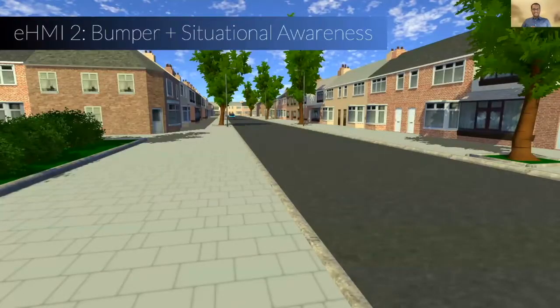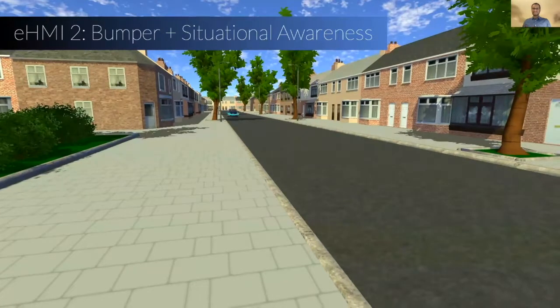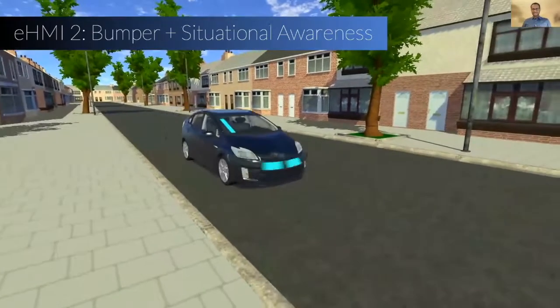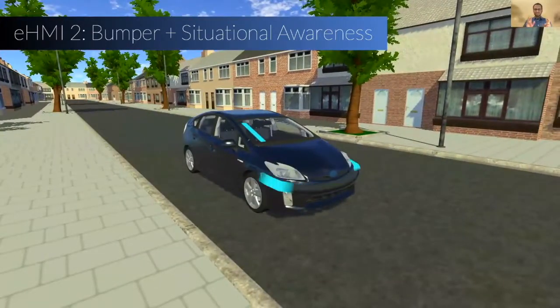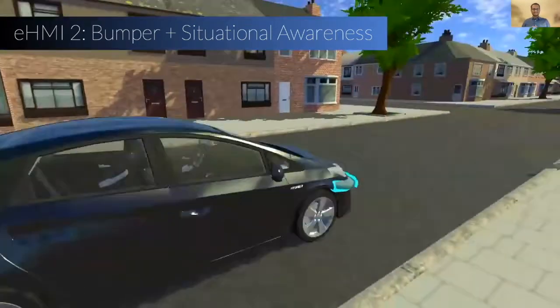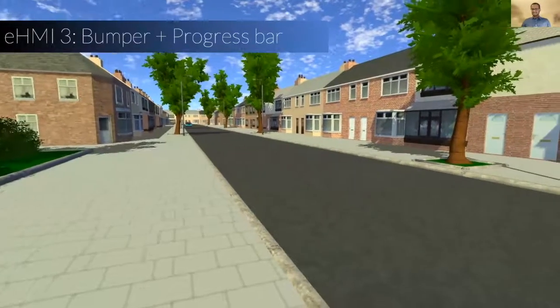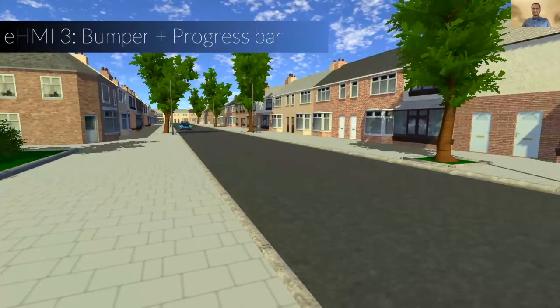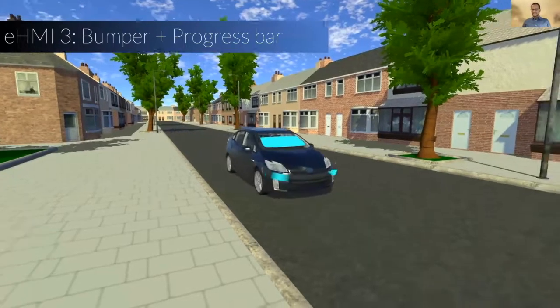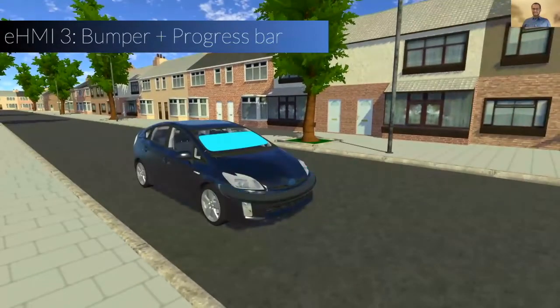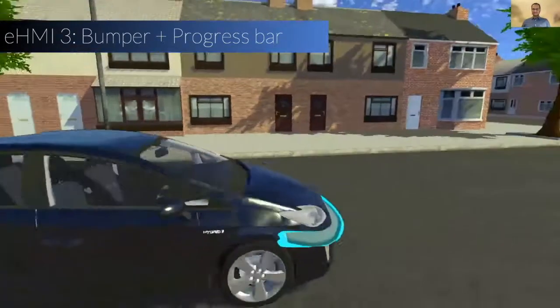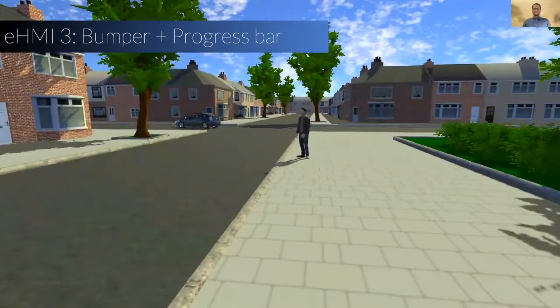The second concept adds contextual information of situational awareness to the bumper eHMI that I just showed. Here, on top of the bumper eHMI, the car shows the contextual information of whom the car is yielding to with the visualization on the windshield. In the third concept, besides the bumper eHMI, the car adds the contextual information of an abstract visualization of when the car will stop. As the car comes closer, a display on the windshield illustrates the projected stopping time of the car with a progress bar that fills up by mapping to the deceleration of the car.